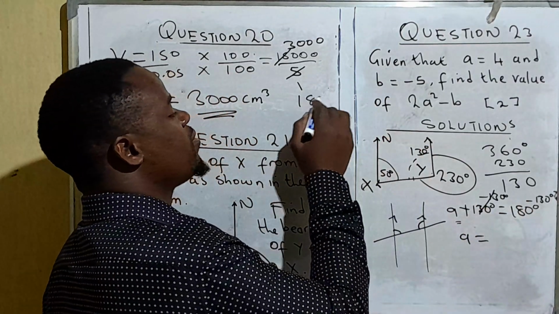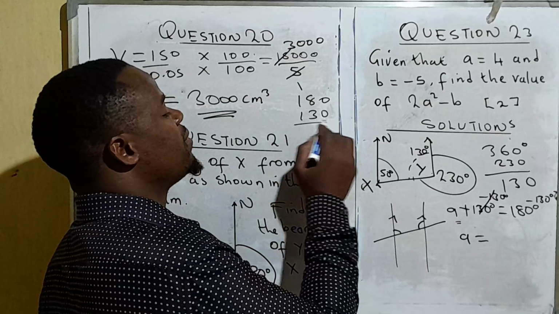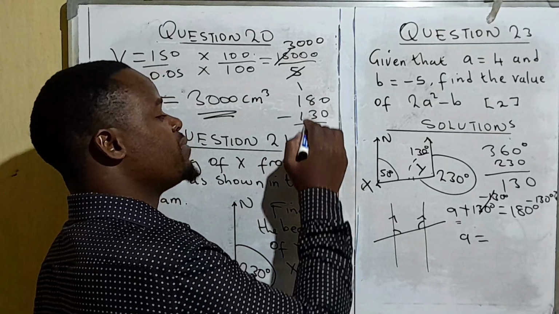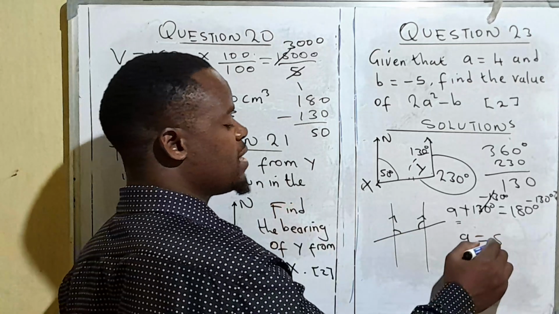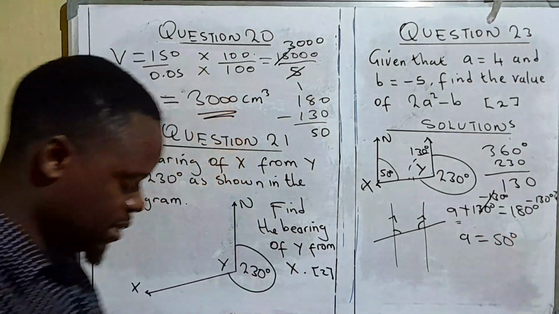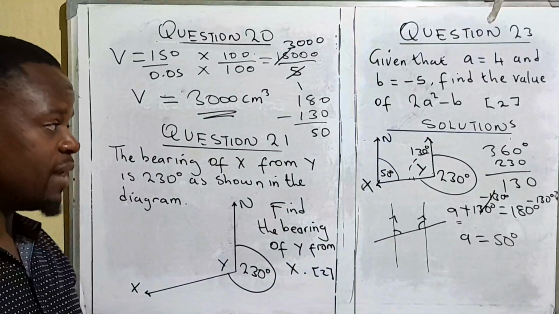Let me show you this. 180 minus 130. 0 minus 0, 0, 8 minus 3, 5. 1 minus 1, that's a 0. So that is 50 degrees. And that's how I found that.